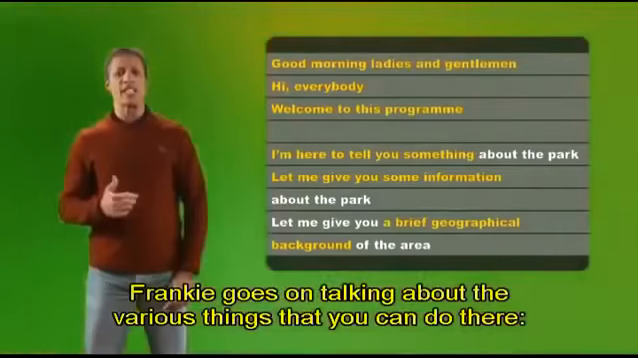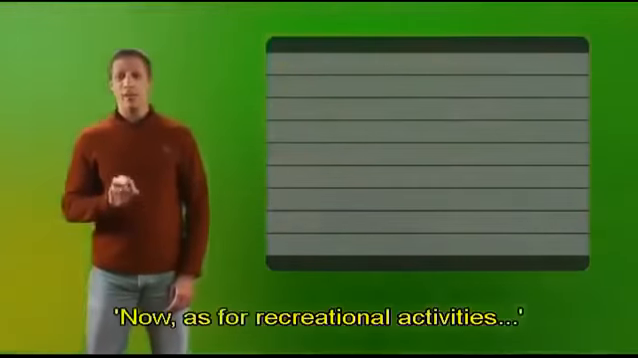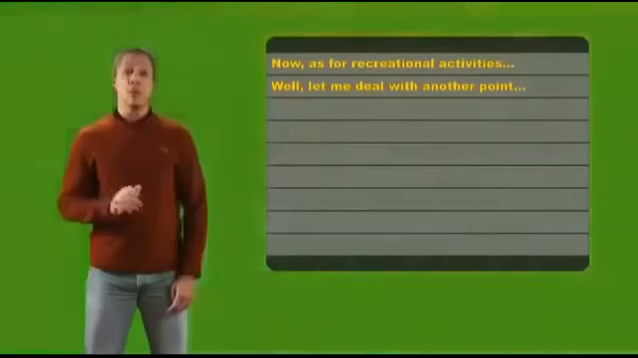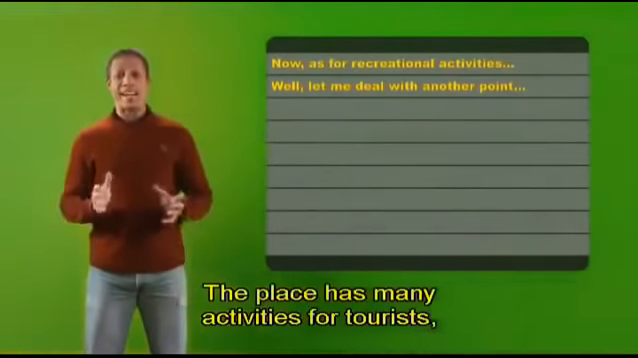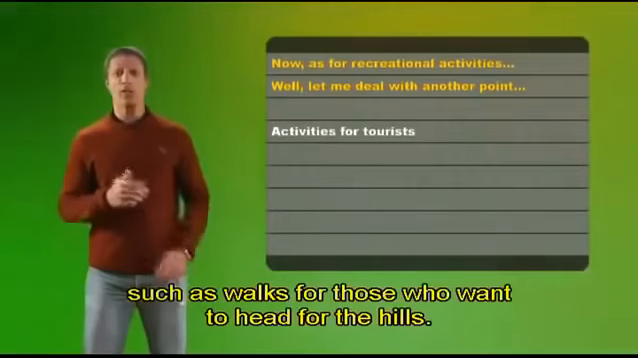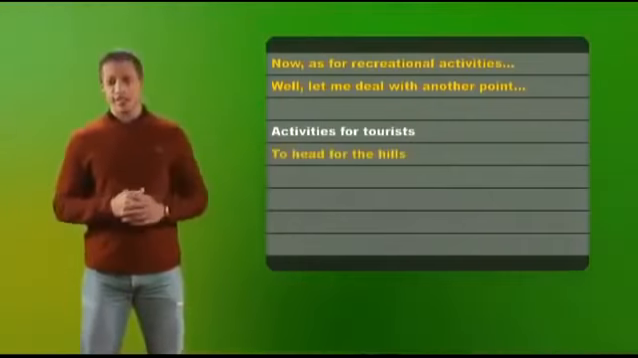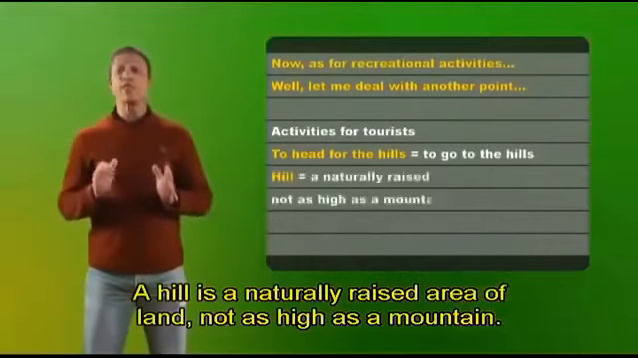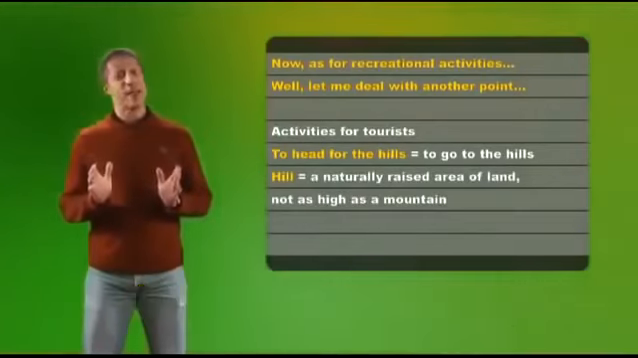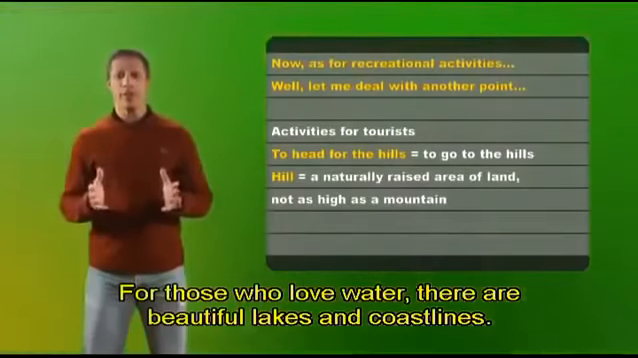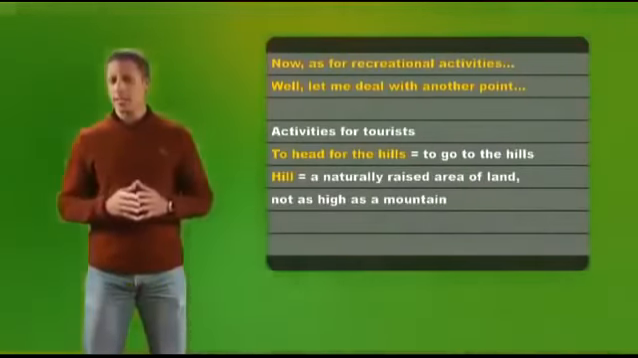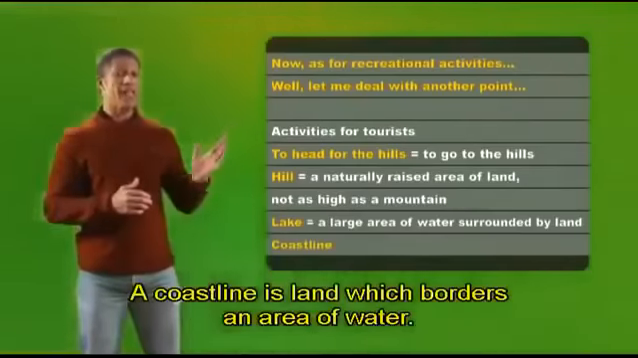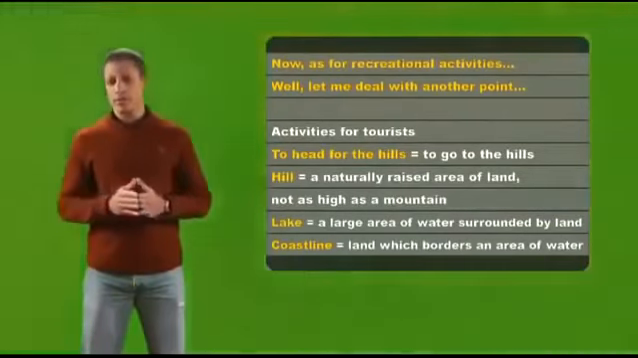Frankie goes on talking about the various things that you can do there. Now, as for recreational activities, well, let me deal with another point. The place has many activities for tourists, such as walks for those who want to head for the hills. To head for the hills means to go to the hills. A hill is a naturally raised area of land, not as high as a mountain. For those who love water, there are beautiful lakes and coastlines. A lake is a large area of water surrounded by land. A coastline is land which borders an area of water.